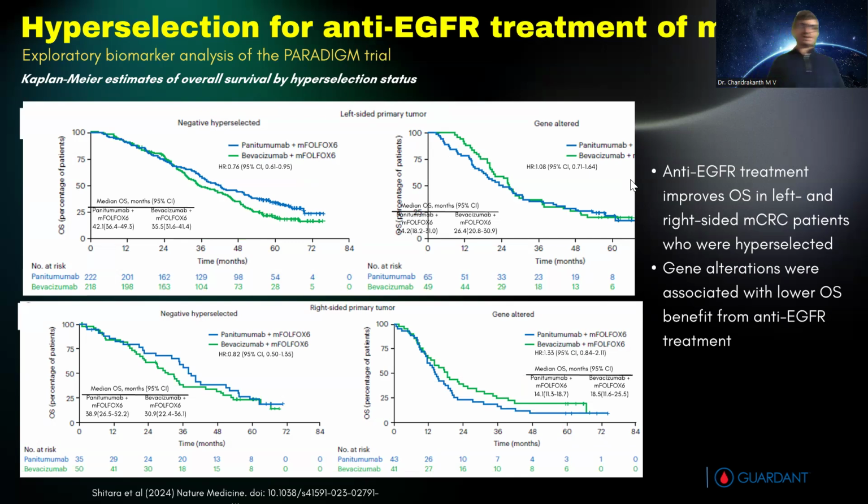Whether it is left side or right side, if I can negatively hyperselect this population by wild type, I did a CGP and took out all the mutated population. If I negatively hyperselected, anti-EGFR works better irrespective of left or right. Therefore, the take-home message is, if I can do a CGP and find out that extra 25% patients who are actually RAS mutated, then the sidedness is not a great predictor. It is the negative hyperselection that is the predictor.